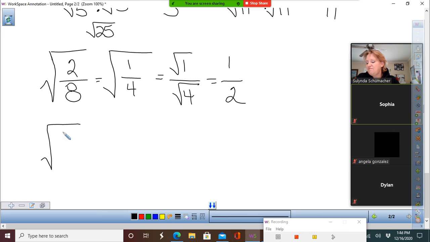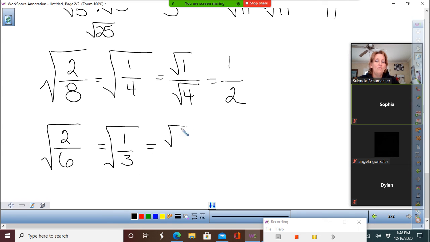how about 2 over 6. Okay? First thing we do is we reduce this fraction, excuse me. We reduce the fraction, that becomes 1/3. All right, now, we break this into the square root of 1 over the square root of 3.